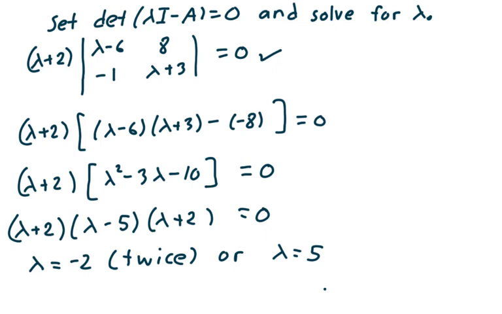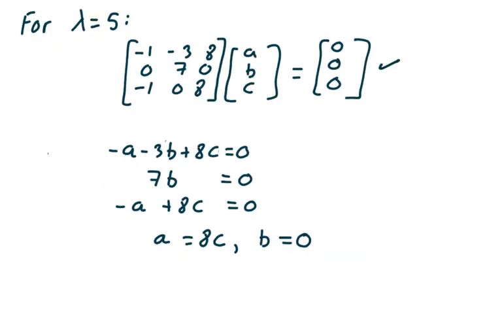So lambda plus 2 times lambda squared minus 3 lambda minus 10 equals 0. So lambda plus 2 times lambda minus 5 times lambda plus 2 equals 0. Solving for lambda, we get lambda equal negative 2 twice, or lambda equal 5. So those are my eigenvalues of A.